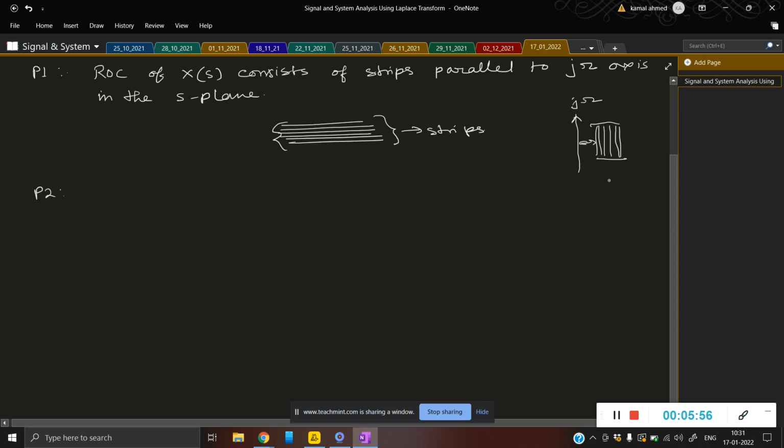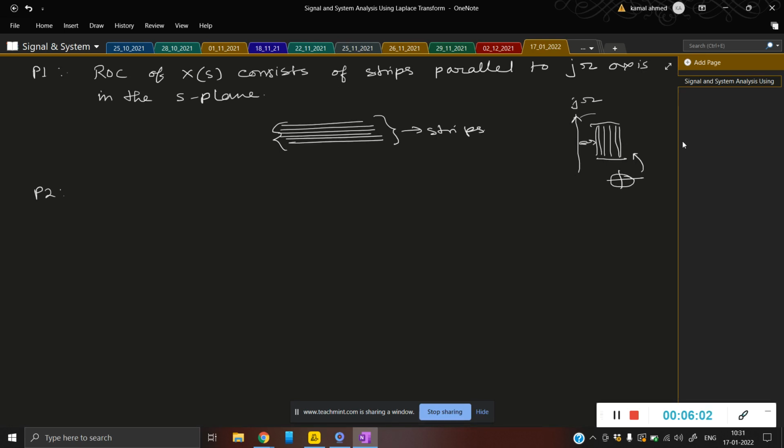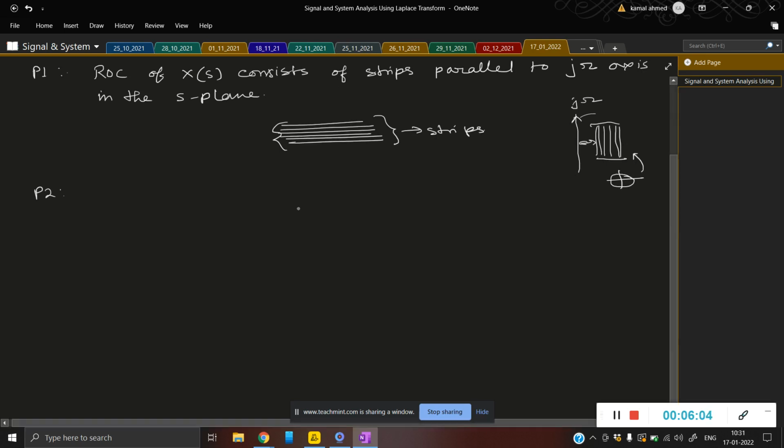Next property. In the Z transform, what was it? ROC will look like this, but in the Laplace transform it will look like this. Now property number 2: like your Z transform, the ROC doesn't contain any poles. This is like your Z transform.